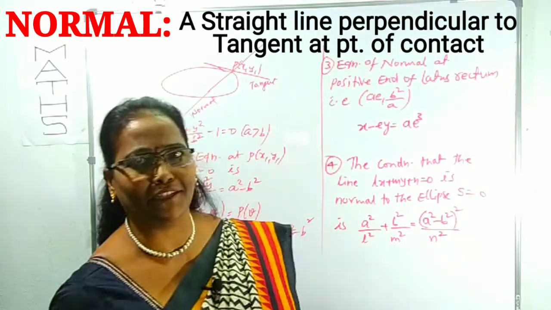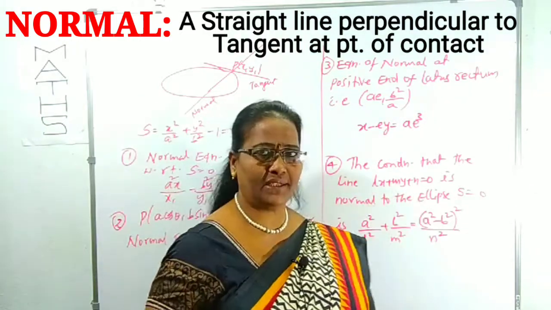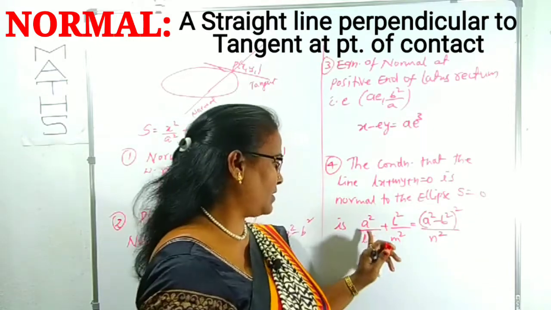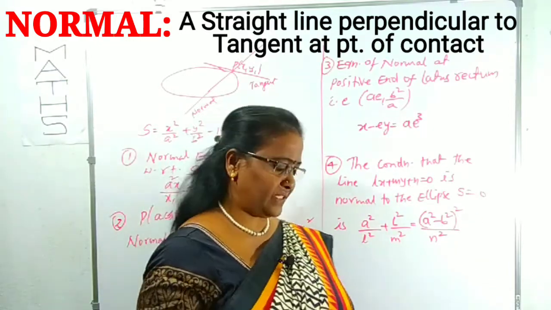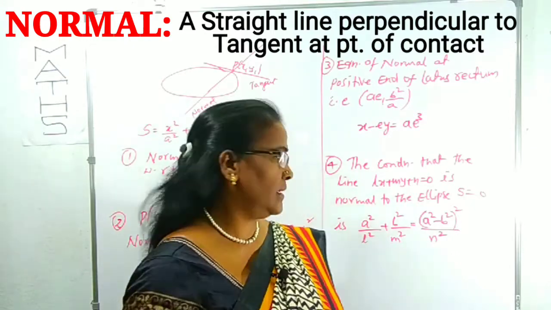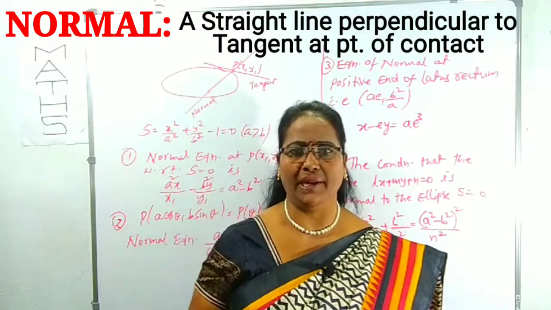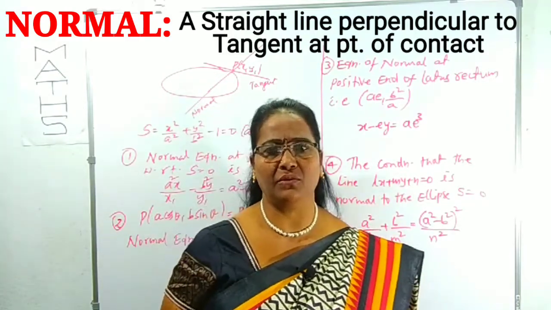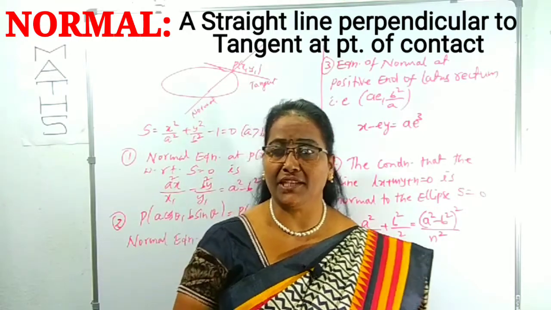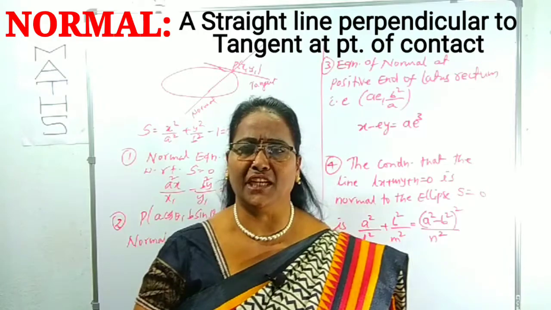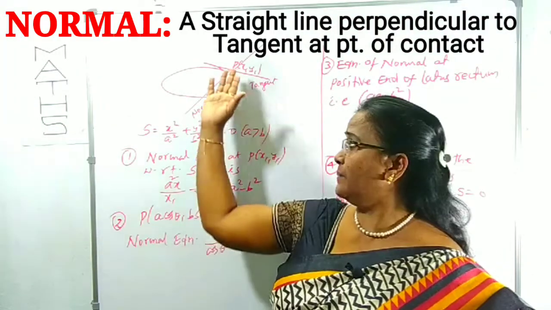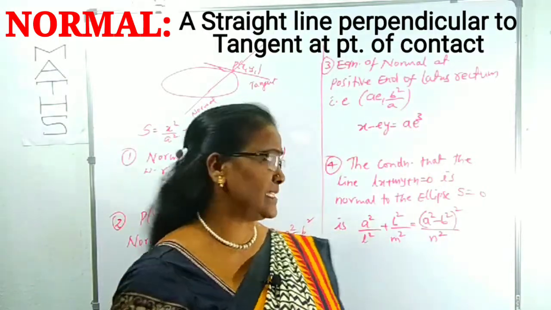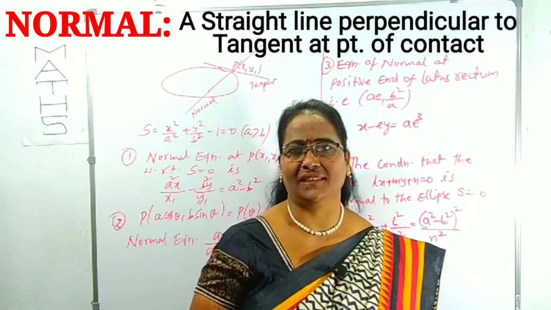Clear? This is the condition when the line is normal to the ellipse. Standard form is what? a square L square plus b square m square is equal to a square minus b square whole square upon n square. This line is also known as normal chord. Is it clear? These are the major equations of normals with respect to the ellipse at the parametric point, at one end of positive end of latus rectum, and also the condition for normal chord.